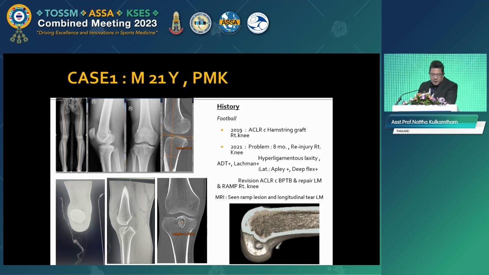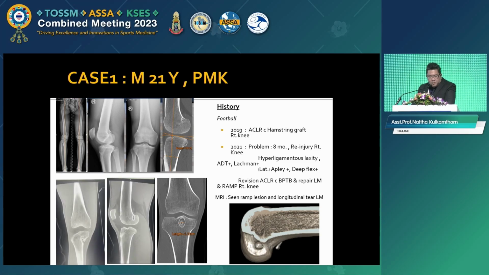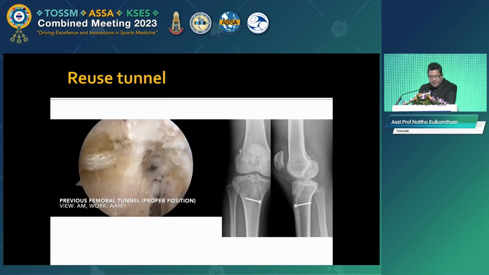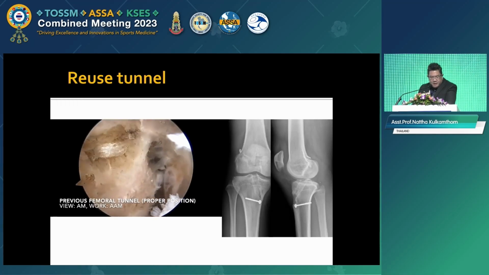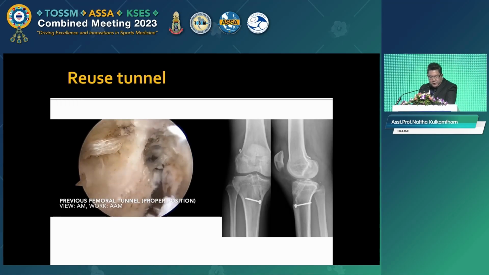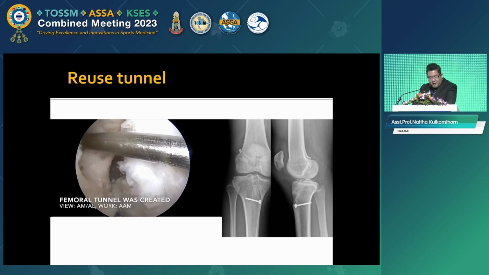The first case is a male, 28, with a failed ACL 2 years after surgery. I checked the X-ray and CT: not too much bone dilatation, and usually it should be a very good position tunnel, not bad.